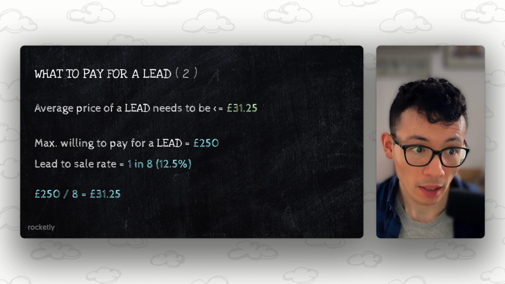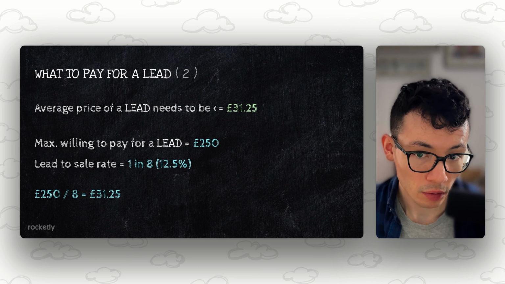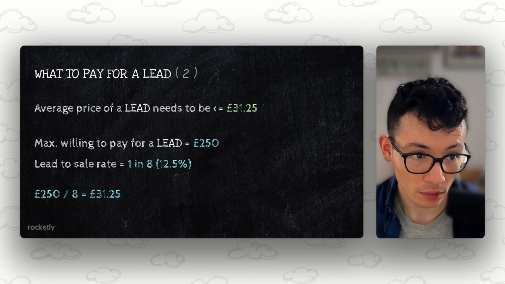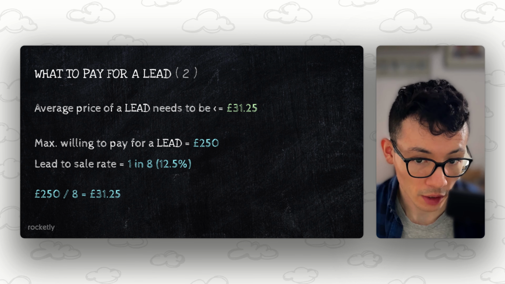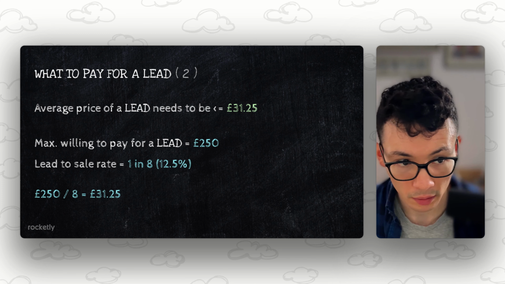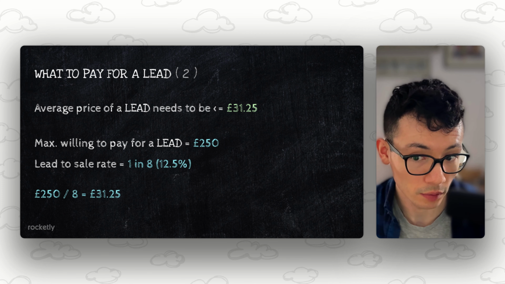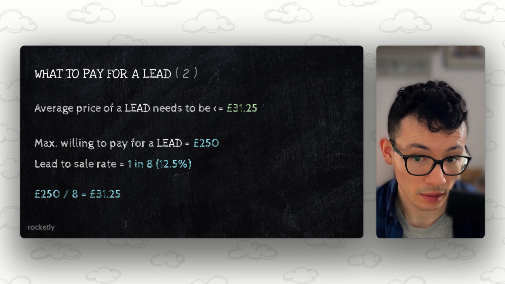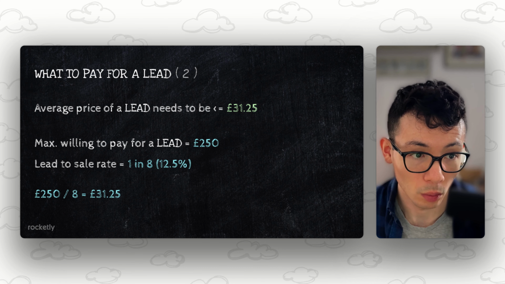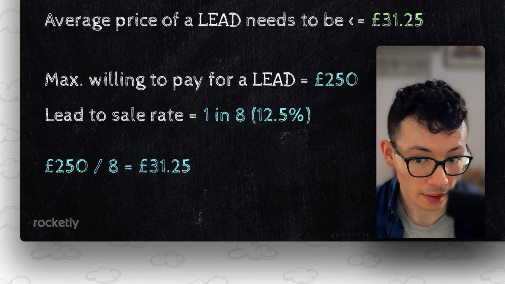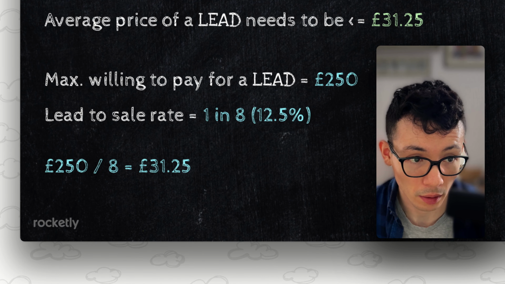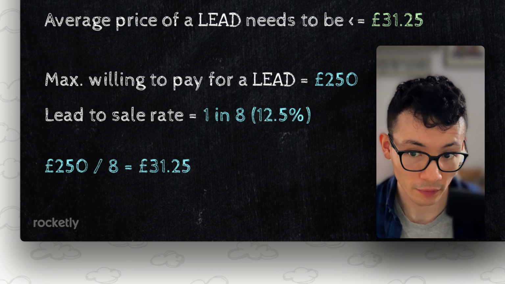So how much do we actually want to pay for a lead then? The average price of a lead needs to be £31.25 or under. How you get that figure is that the maximum you're willing to pay for a customer, as we answered in the previous questions, was £250, and the lead to sale rate was 1 in 8. So it takes around 8 leads to convert one paying customer. If we take £250 divided by 8, we get a value of £31.25.